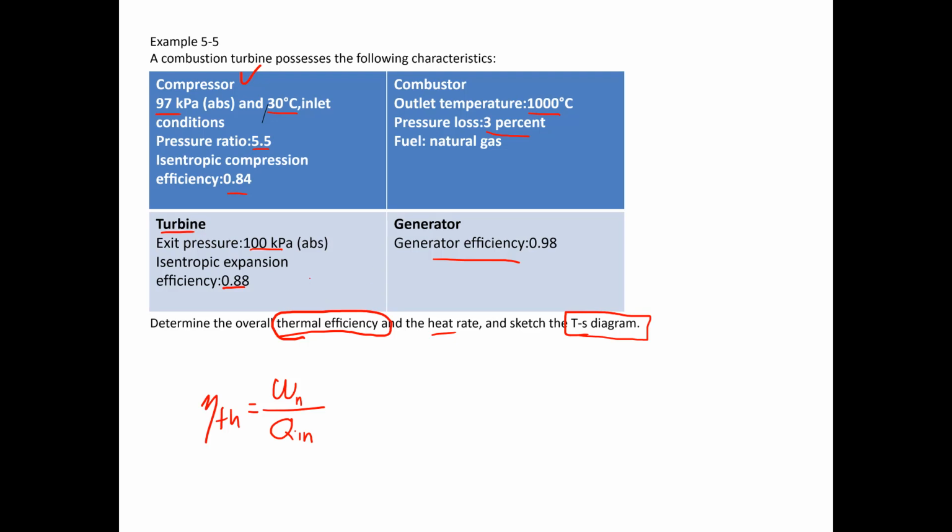So if we're going to do net work, we can say the net work is going to be the turbine work minus the work that the turbine uses to turn the compressor, divided by the heat in. If we were to do that, we would factor out the CP for the turbine. The turbine CP will be higher than the compressor CP since the temperatures are significantly different. So we have here the temperature going into the turbine minus the actual temperature coming out of the turbine.